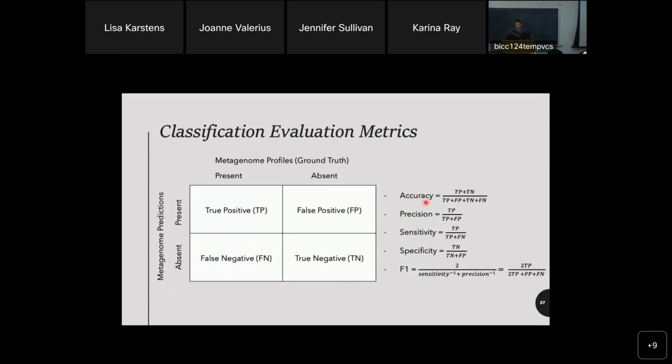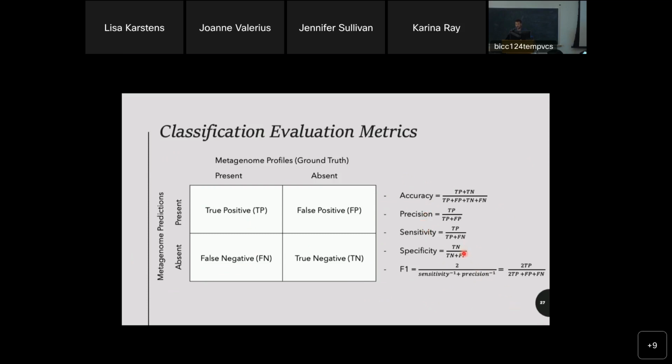So here are the equations for calculating each of these classification evaluation metrics. Accuracy is the ratio of correct predictions to all predictions. Precision is the ratio of true positives to predicted positives, and this is most relevant when there is a high cost for having false positives. Sensitivity is the ratio of true positives to actual positives, or the true positive rate. And this is most relevant when concerned with identifying positive outcomes and the cost of a false positive is low.